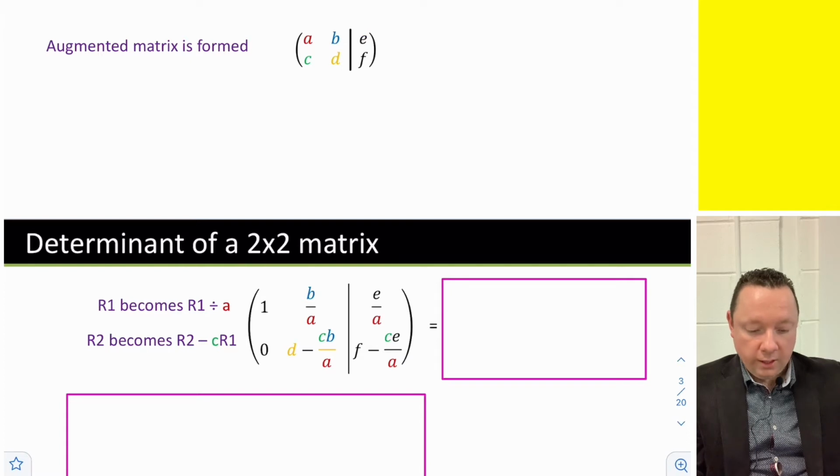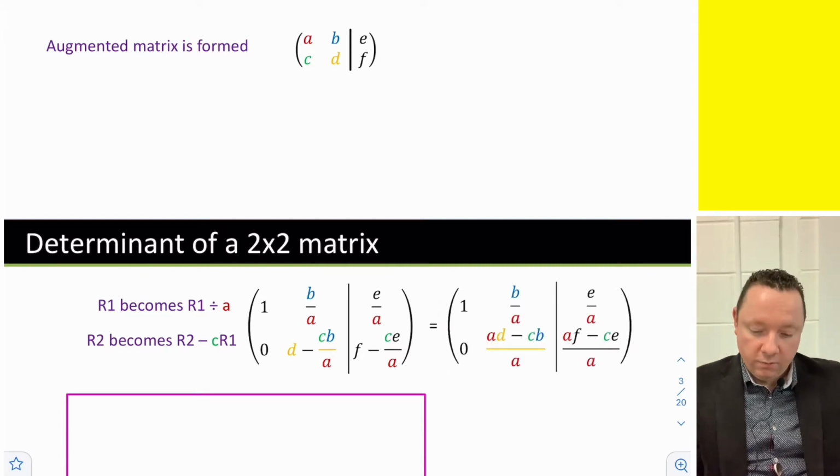Row 2 is going to be row 2 minus c times our new row 1. So we've got c minus c, which is nothing. We've got d minus cb over a, and we've got f minus ce over a. Now we can tidy that up a little bit. So as one fraction, we get ad minus cb over a, af minus ce over a.